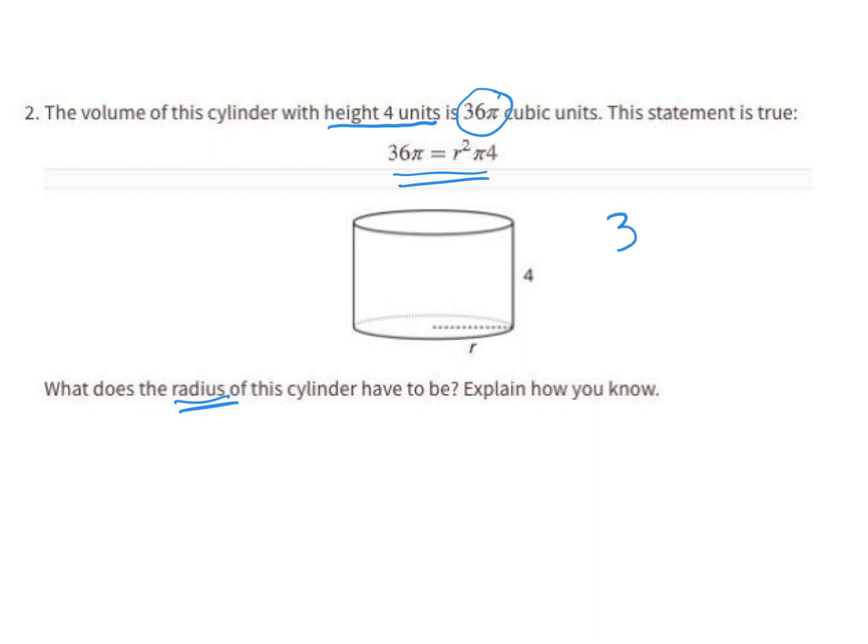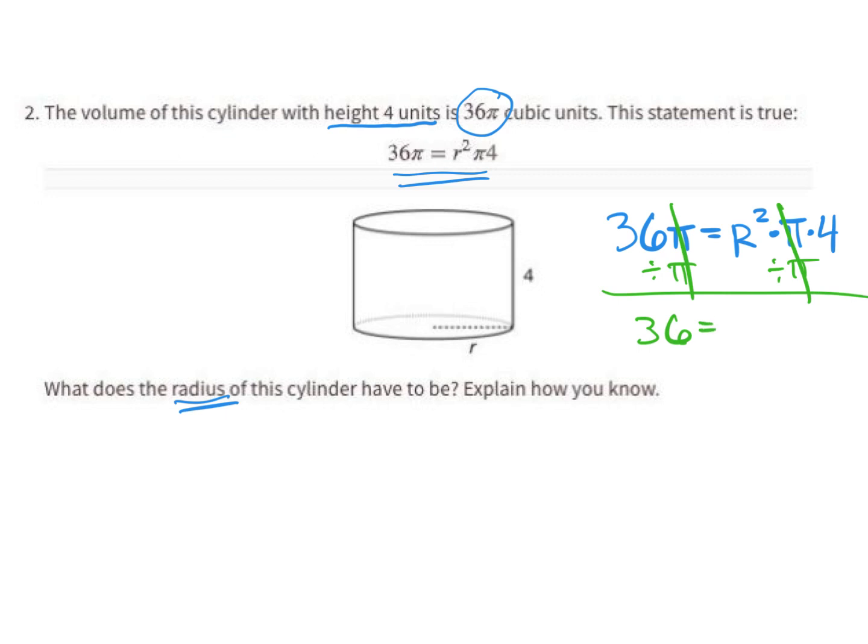So we're going to kind of solve this like we did the second part of last time. And so we have radius squared times pi times 4, right? So notice again how there's pi on both sides. I'm going to divide by pi on both sides. Pi divided by pi, cancel each other out. We get 36 equals r squared times 4.